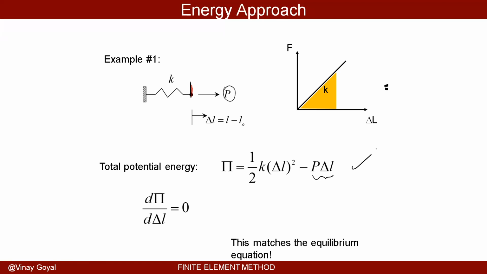So all we have to do then is take the derivative of pi with respect to delta L, because I don't know what delta L is. That's what I'm looking for. Because that's what the theorem says. The theorem says that those deflections that render the system in equilibrium are the ones that minimize the total potential energy. To minimize this function, I have to take the derivative of pi with respect to delta L and set that equal to 0. And when I do that, I get this equation.